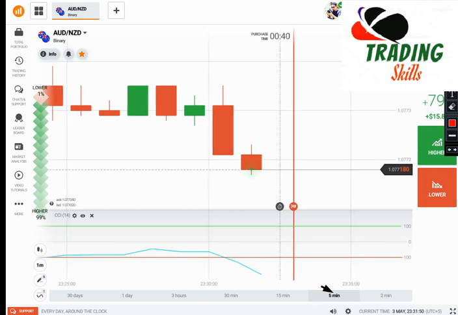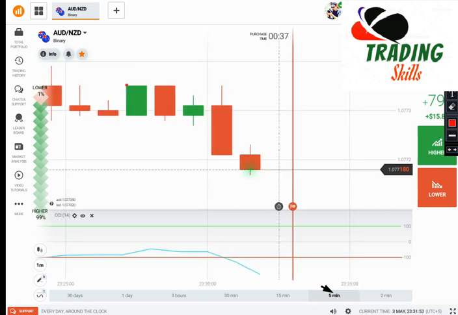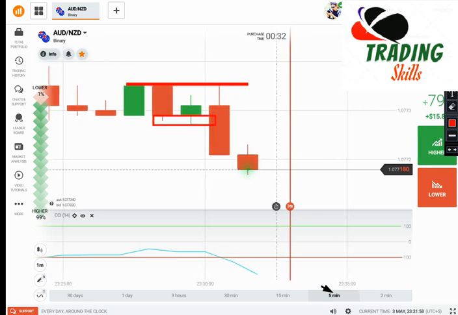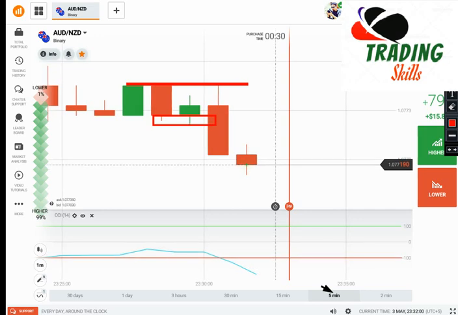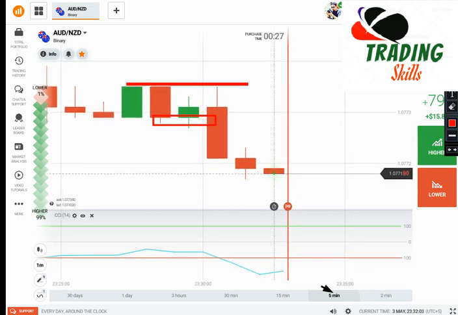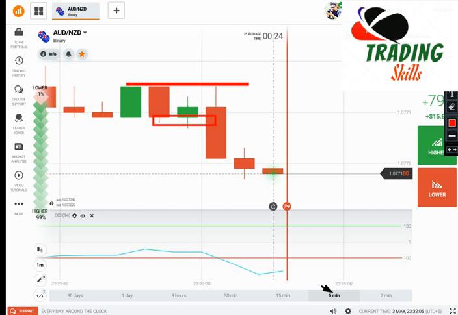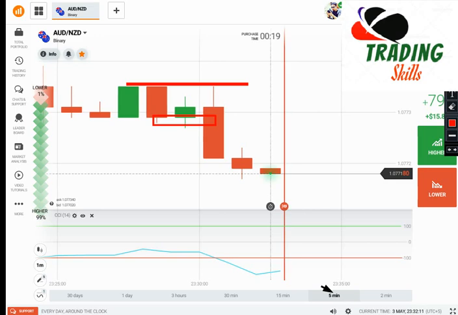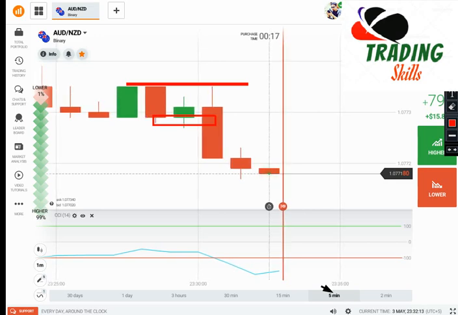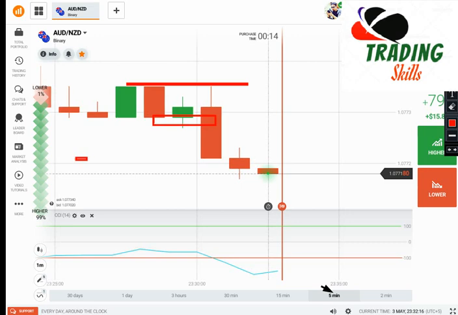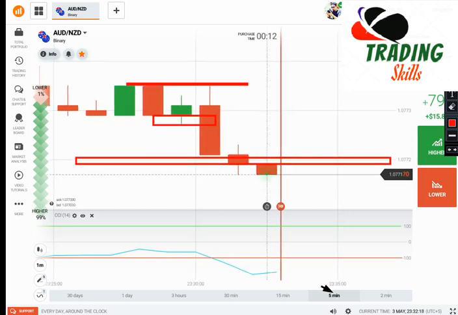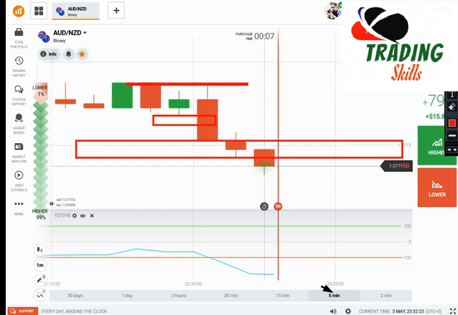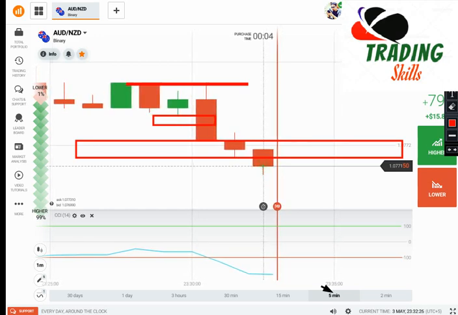In this 5 minutes you can easily see that we have this level as a resistance, and this level as a support, and now you can see this candle broke this level. Now this spinning top is exactly right now at this round number. This spinning top is showing that the market wants to go down.